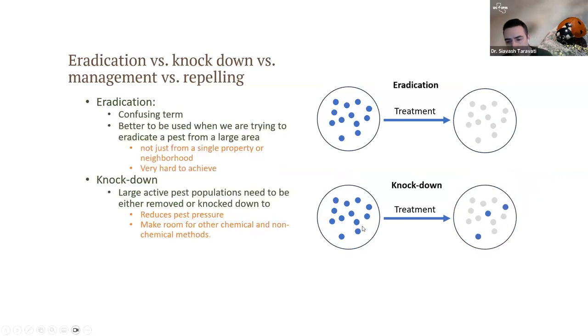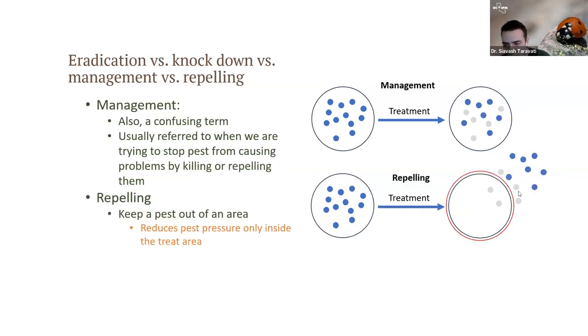And then repelling. What happens is that you apply, like this red circle, a band around the treated area. Some ants keep crossing your treatment band, and some of them die, and some of them just avoid it. After some time, the whole infestation stops coming into the treated area. So it also reduces pressure, not necessarily by maximizing killing, but by keeping them out.